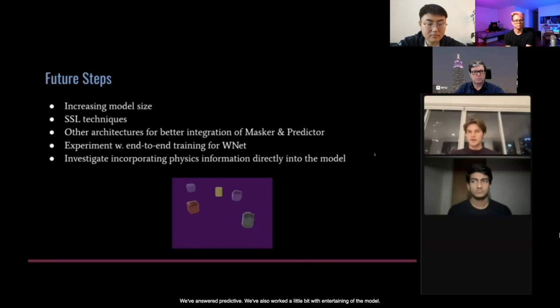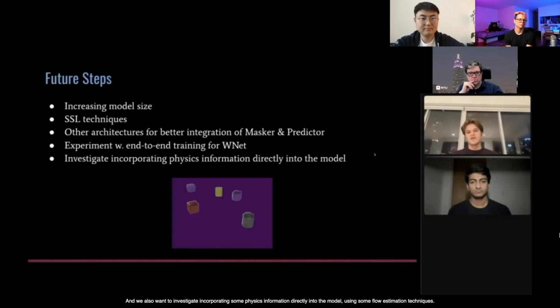We've also worked a little bit with end-to-end training of the model. That's getting the loss of the model on the 22nd prediction immediately rather than just the next image. And we also want to investigate incorporating some physics information directly into the model using some flow estimation techniques.